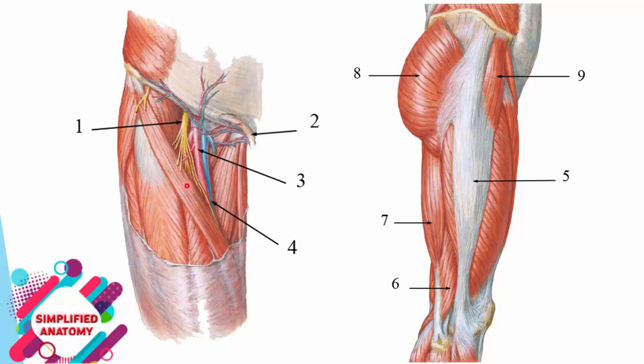This muscle is called sartorius muscle. This is rectus femoris, vastus medialis, vastus lateralis, and this muscle is called tensor fasciae latae. The most medial muscle is called gracilis muscle.